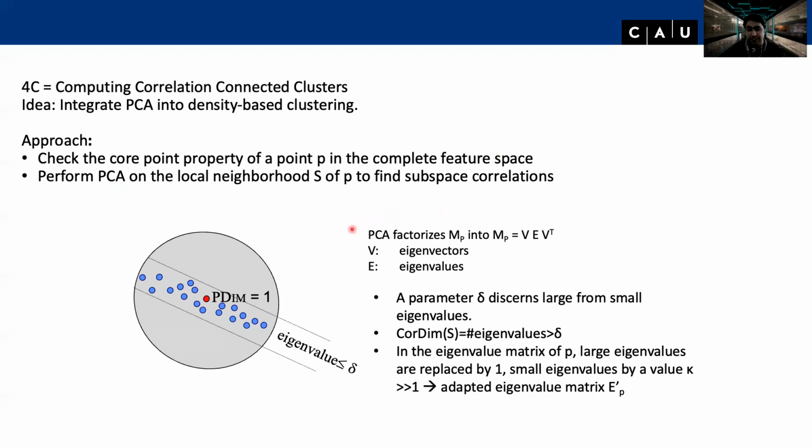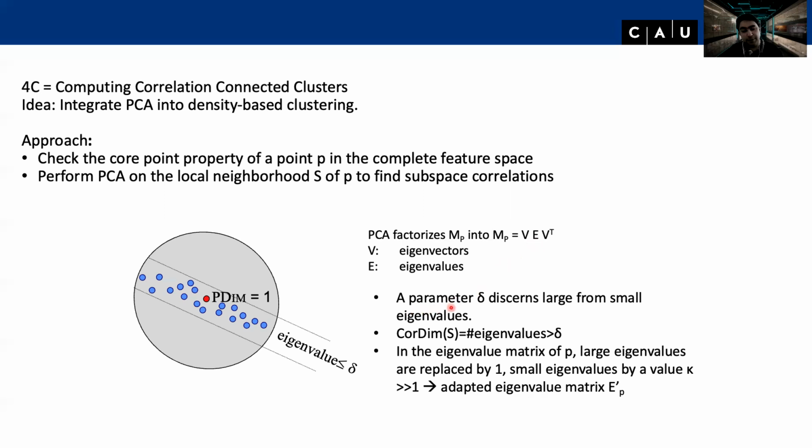What we have here is, again as a recap, the factorization which PCA comes with. It factorizes a matrix MP, which is the covariance matrix, into three components, V, E, and V transpose, where V, or V transposed, denotes the eigenvectors in the matrix, and the matrix E resembles the eigenvalues.